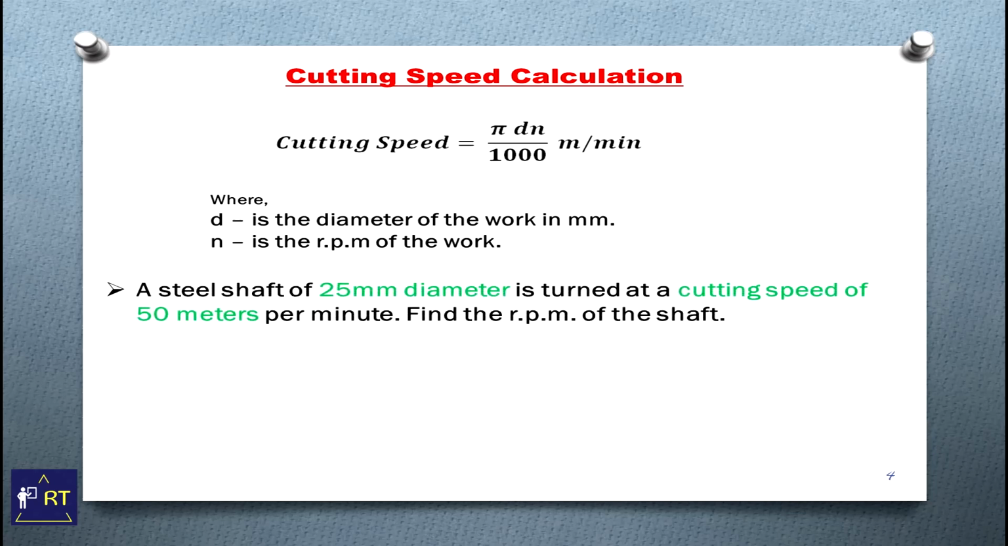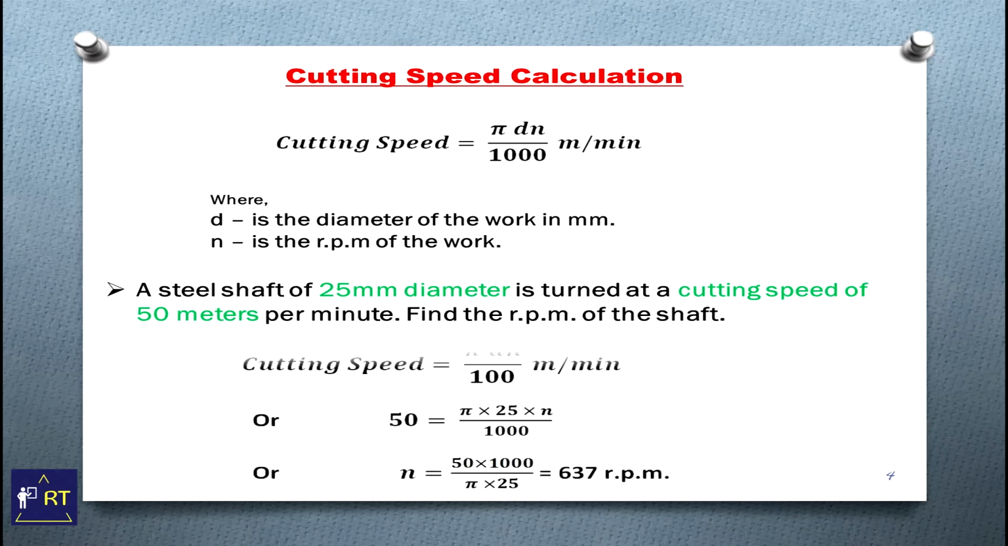For example, a steel shaft of 25 mm diameter is turned at a cutting speed of 50 meters per minute. Find the rpm of the shaft. And this is the answer for the rpm.